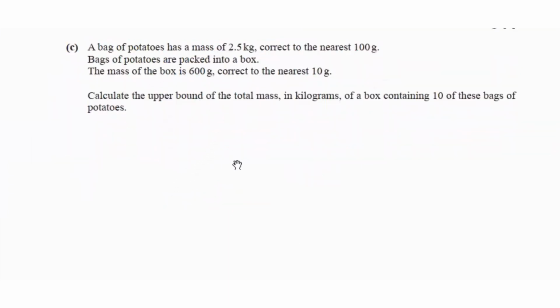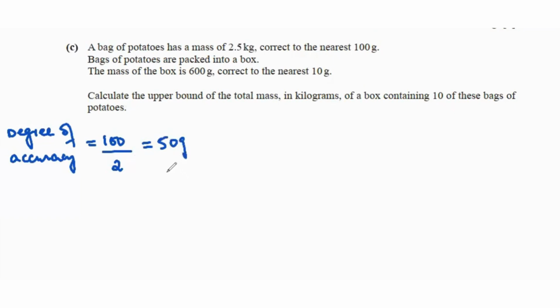Next part says a bag of potatoes has a mass of 2.5 kgs correct to the nearest 100 grams. Bags of potatoes are packed into a box and the mass of the box is 600 grams correct to the nearest 10 grams. Calculate the upper bound of the total mass in kilograms of a box containing 10 of these bags of potatoes. So what we're going to do is first find the degree of accuracy for your bag of potatoes. For the degree of accuracy, whatever it's nearest to, you divide that value by 2, which is going to be 50 grams for this.